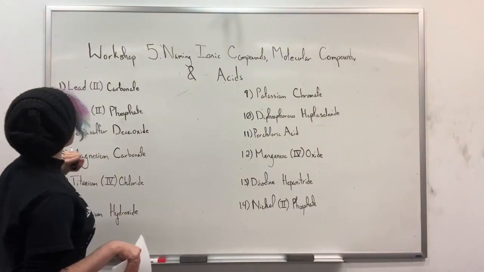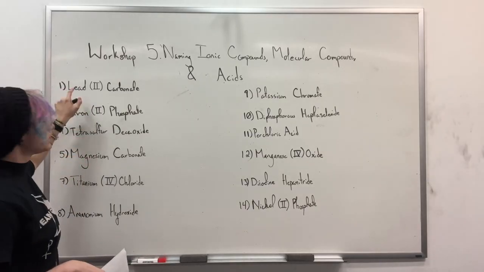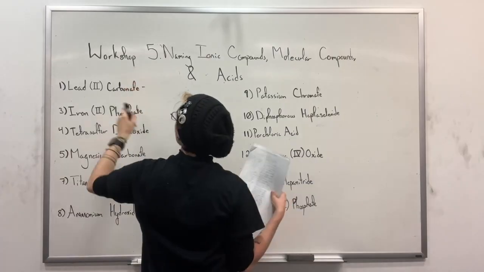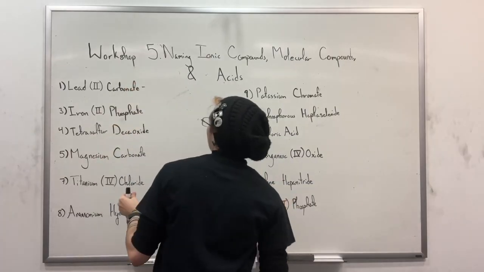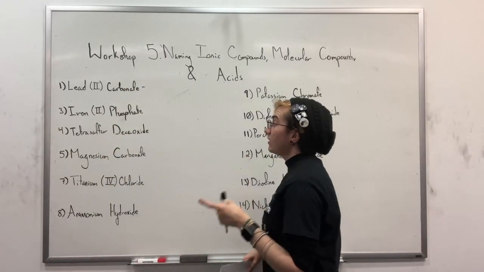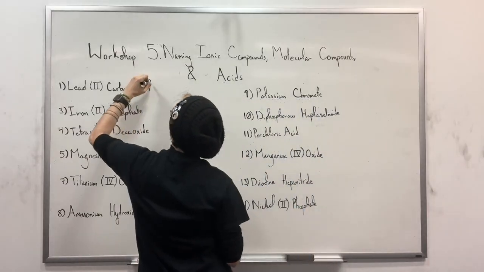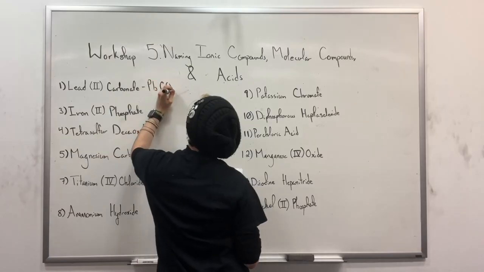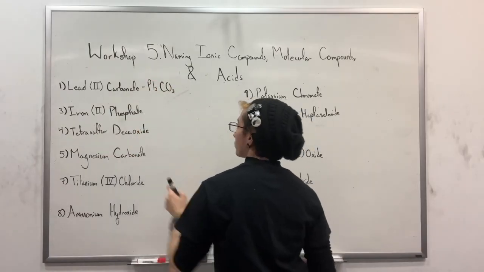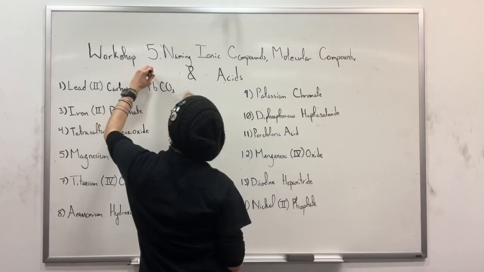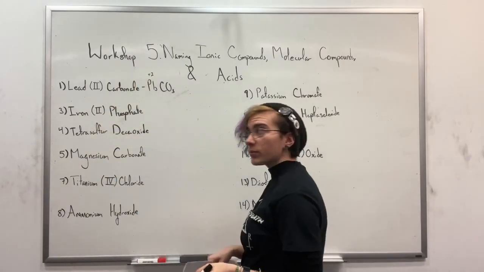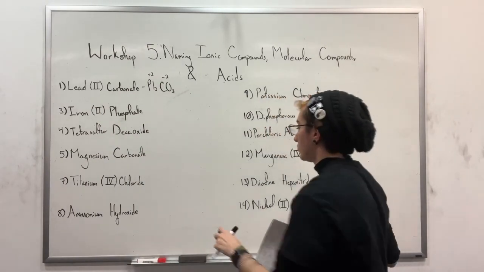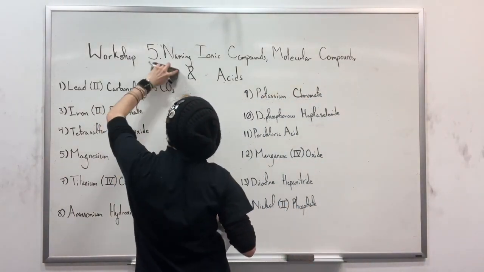Let's start with this first one, lead 2 carbonate. So lead is a metal, carbonate a polyatomic ion. So this is going to be an ionic compound. And so now we have to know the chemical symbols from the names. Lead is Pb and carbonate is CO3. Now we have to pay attention to the charge. It's lead 2, so lead has a +2 charge, and the charge of carbonate is -2, and so these two elements are already balanced. It's just going to be PbCO3, no subscripts on anything.